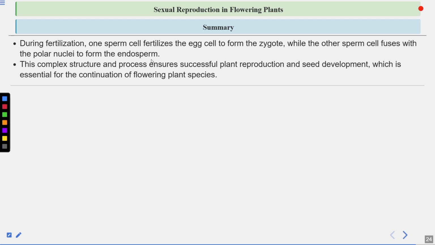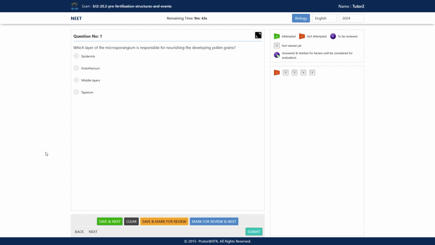So this is all about today's session, but after that we will discuss the DPP. So let us solve today's DPP. So here is the DPP. Let us solve it. The first question is here.